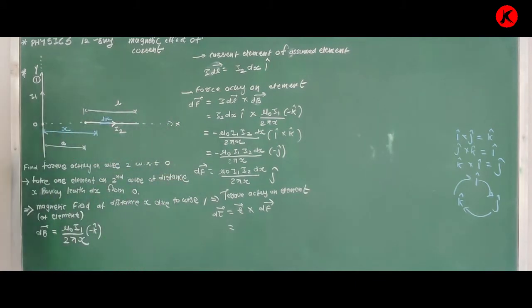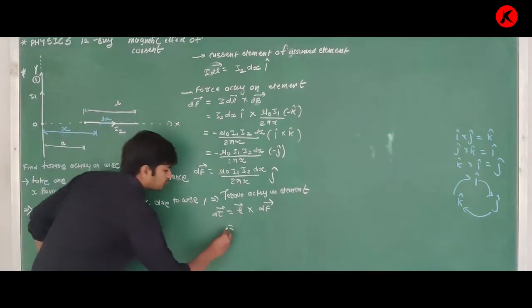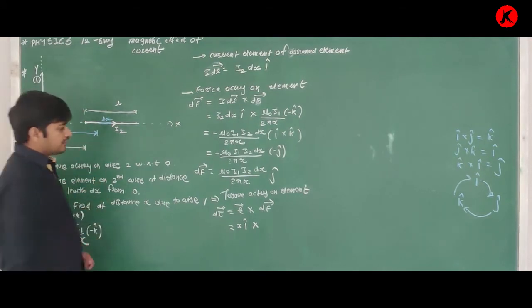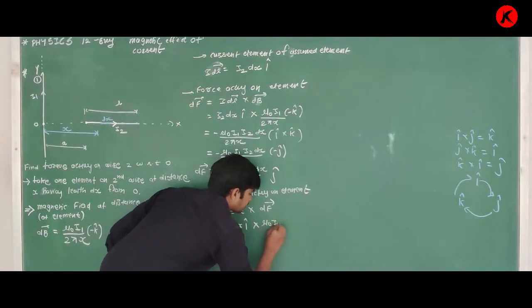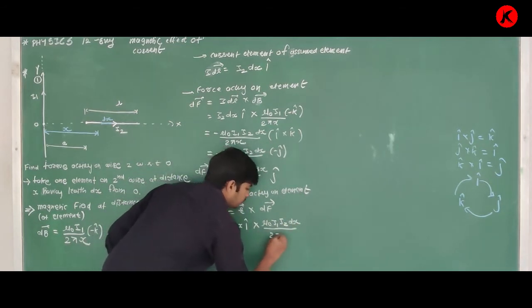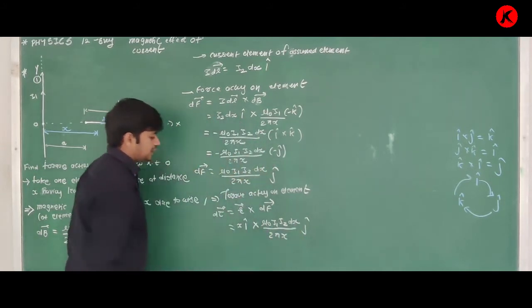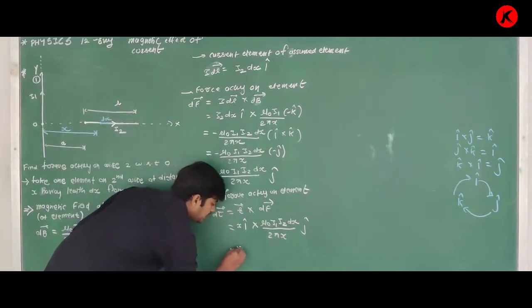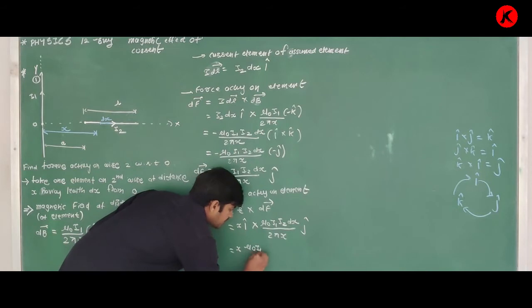Here R means position vector. From this point, what is the distance of this element? It is x, in the positive x direction. So I can write R is equal to x i caret. Simple. And dF is given: mu 0 I1 I2 dx upon 2 pi x, j caret. Any doubt?